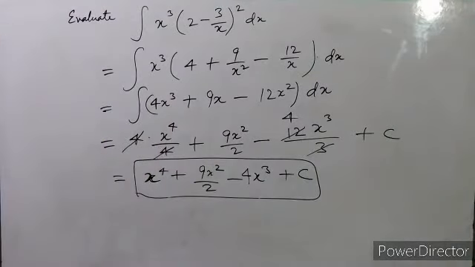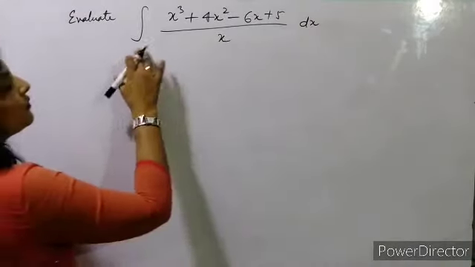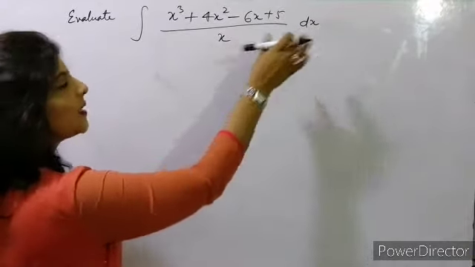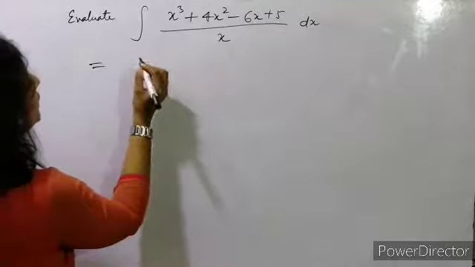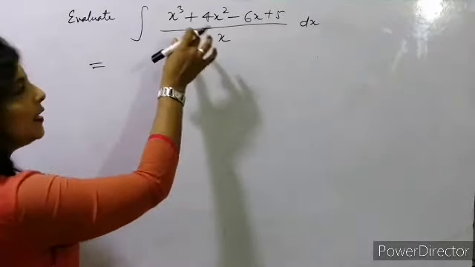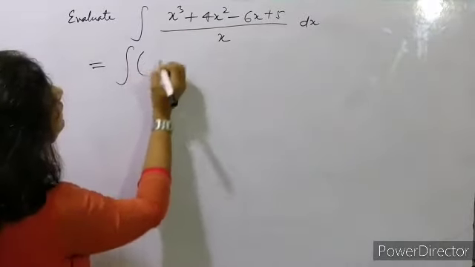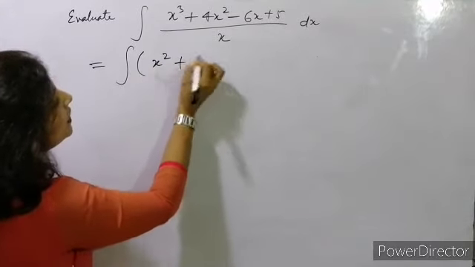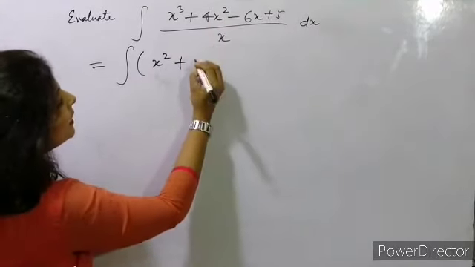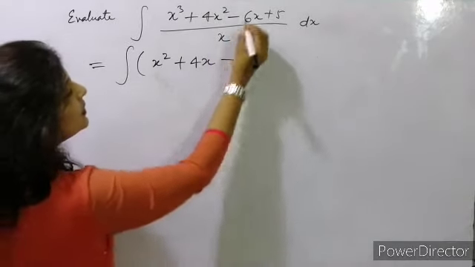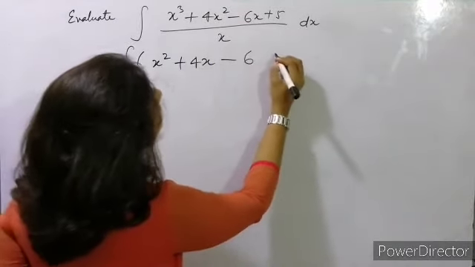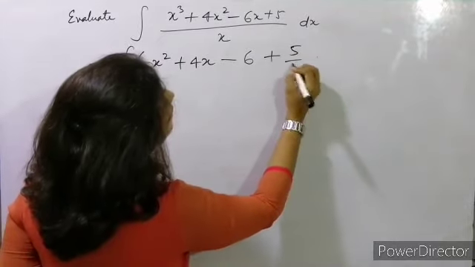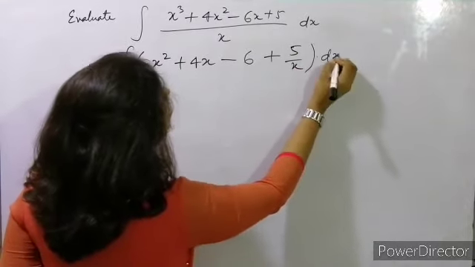Okay, so we have another question. We have to evaluate this function. So we have to find out the integral of this function with respect to x. So first of all, what we'll do, we'll divide every value with x. So what value we'll get, x cube divided by x, x square होगा, 4x square divided by x 4x होगा. Now 6x divided by x 6 and plus 5 upon x, okay, with respect to x.